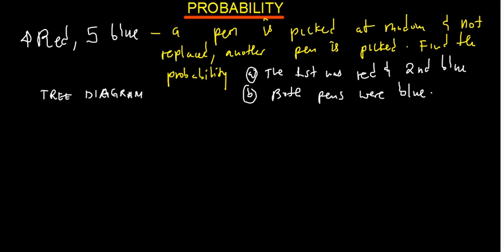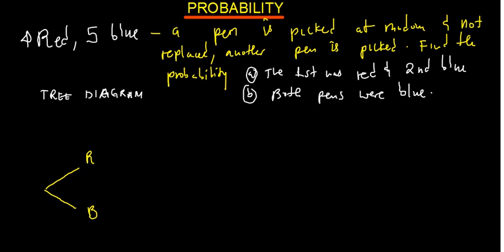Okay, now how do you get to use a tree diagram? What you are going to do is we are going to write like this. Remember we have got red pens and blue pens. So I'm going to write red here, and then I'm going to write blue here. Now at the beginning we have 4 plus 5 pens, which is a total of 9 pens.